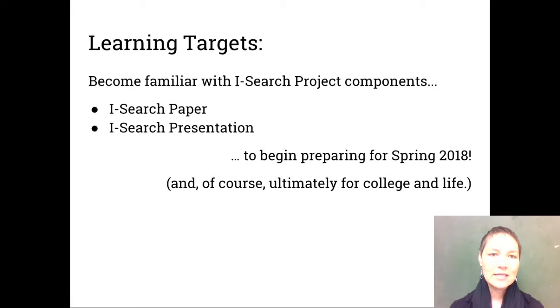For your learning targets, we're going to become familiar with the iSearch project components, both the iSearch paper and the iSearch presentation. You're preparing for spring of 2018, which sounds far off, but it'll be here before you know it. And of course, ultimately, we're preparing for college and for life.